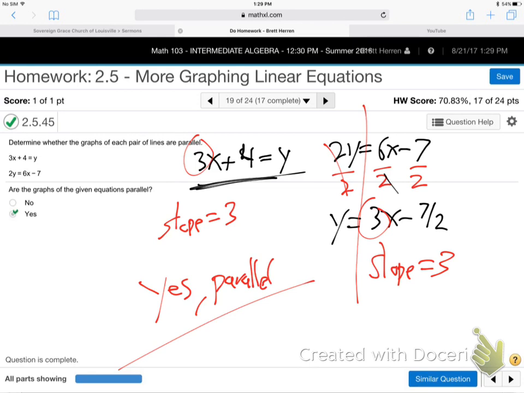Good. Questions on that? Are we happy with that? So just get y alone, grab the slopes, and if they're equal, parallel.